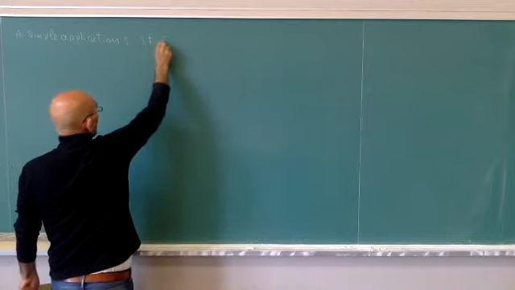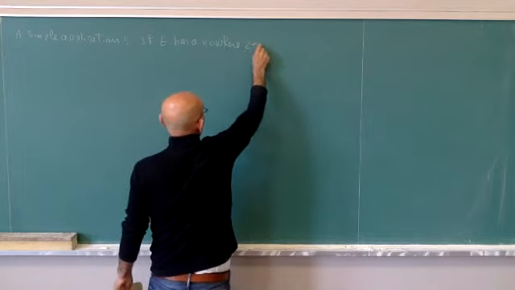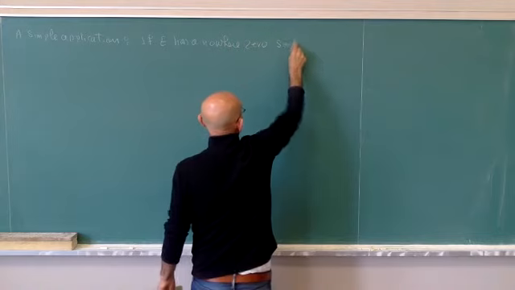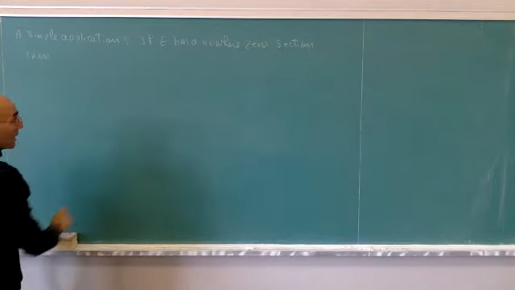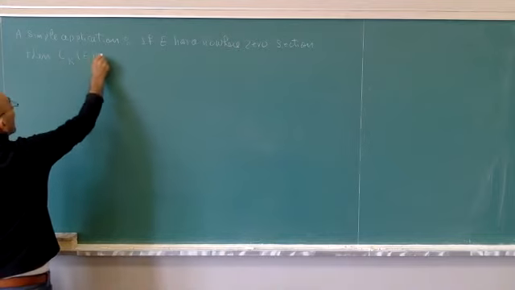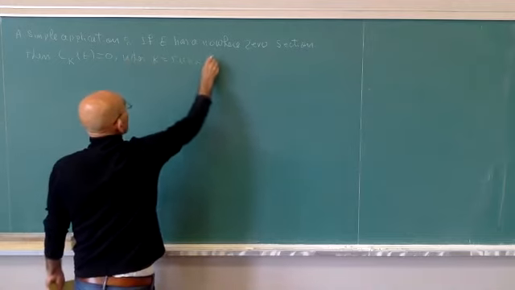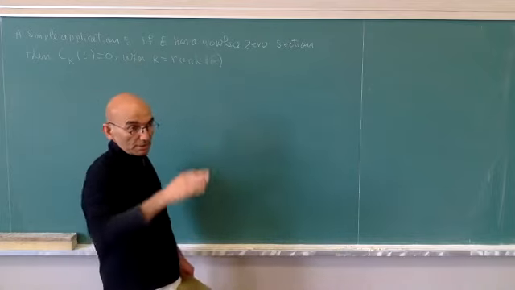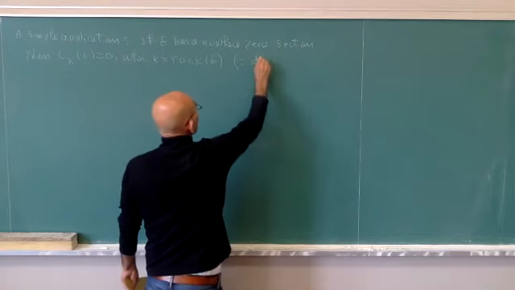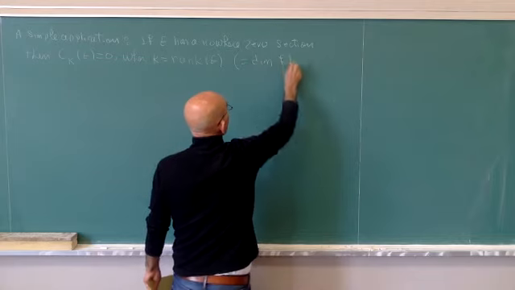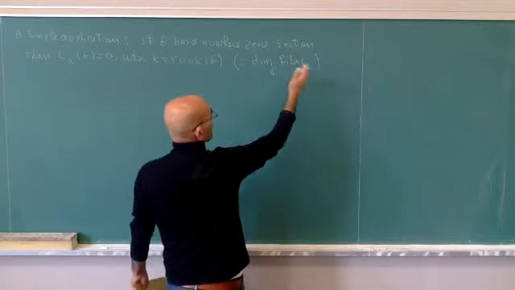If E has a nowhere zero section, then Ck of E equals 0, where K equals the rank of E. Remember, the rank of a vector bundle is the dimension of the fiber, but this is complex, so rank equals the dimension of a fiber of E over C. We are assuming M is connected, so this dimension doesn't change from point to point.